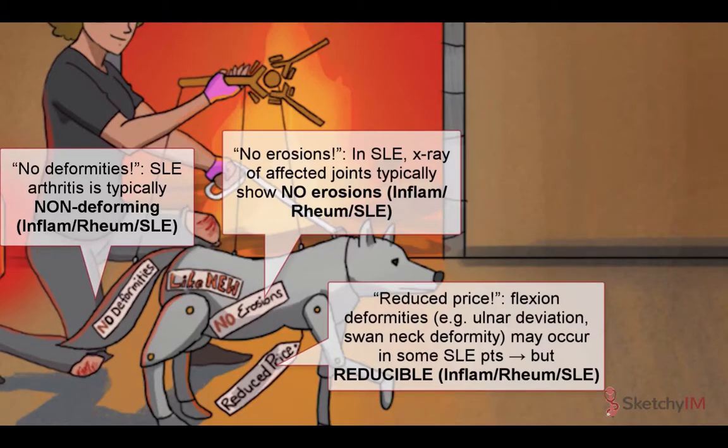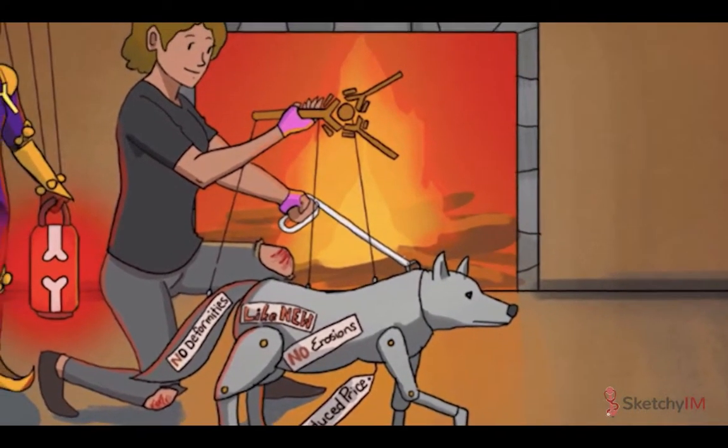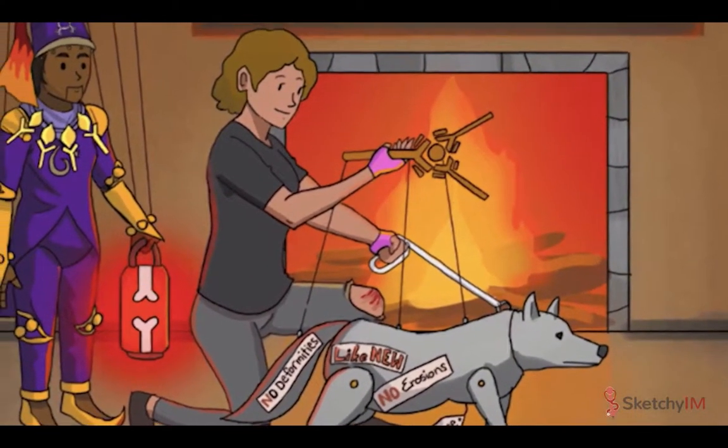Keep in mind, however, that flexion deformities, ulnar deviation, and swan neck deformities can occur in some patients. This is due to joint laxity, however, rather than joint damage. The X-ray rarely shows any sign of erosion, and the deformity is reducible, as in you can move the joint back into position during the physical exam.